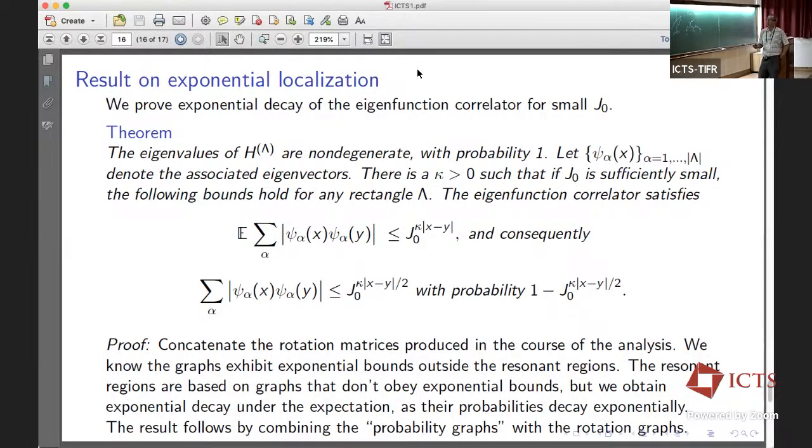And consequently, again using Markov's inequality, if you want to know about a specific event, what is the probability that this eigenfunction correlator is smaller than this exponential? It's going to be 1 minus an exponentially small number. So this is the key aspect that I alluded to at the beginning: I need to have exponential bounds on probabilities. If I turn this around, the probability that this is too big is going to be bounded by J0 to this kappa x minus y over 2. So the probability that the eigenfunction correlator isn't doing what you want it to do is also exponentially small in x minus y.